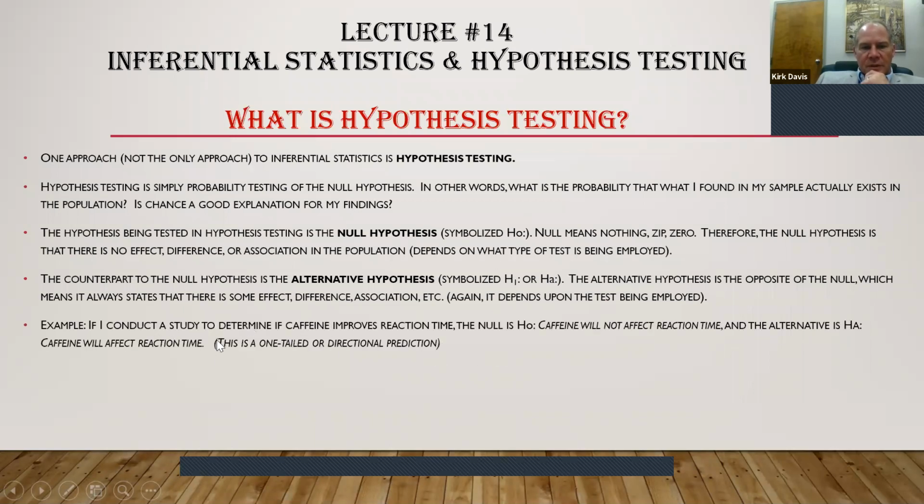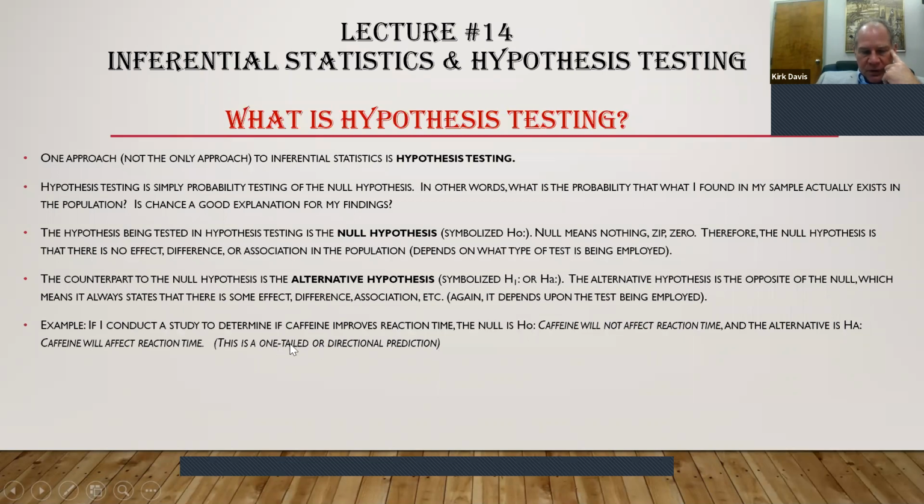And so, for example, if I want to do a study to determine if caffeine improves reaction time, the null is going to be, nope, caffeine will not affect reaction time, or will not improve reaction time. And the alternative, HA, probably should have been a little a, caffeine will affect reaction time. In this case, I actually put this as one-tailed or directional.